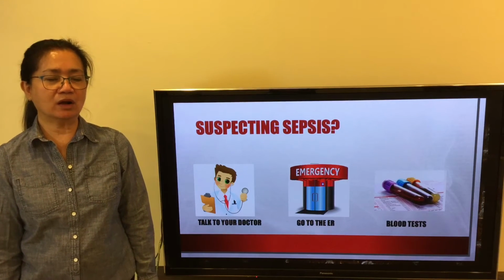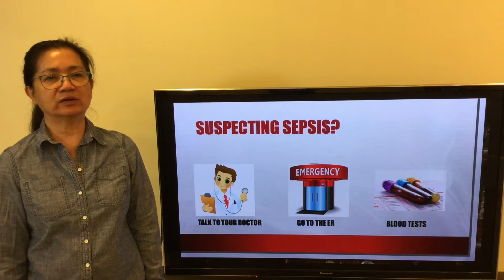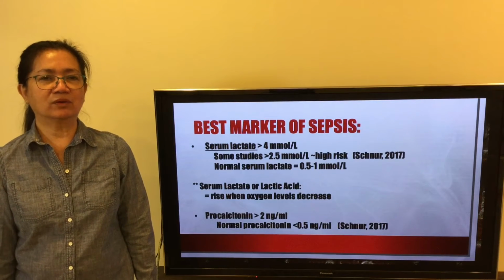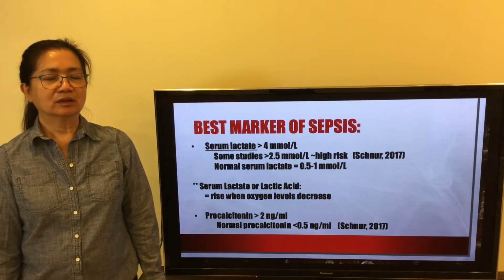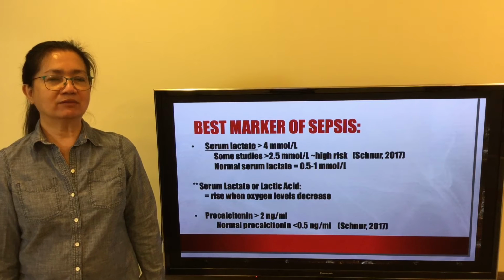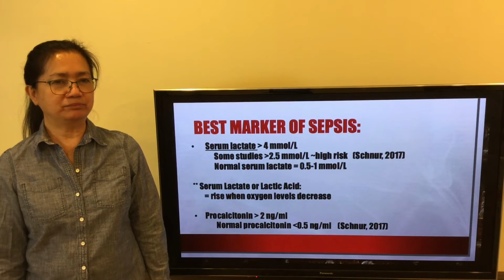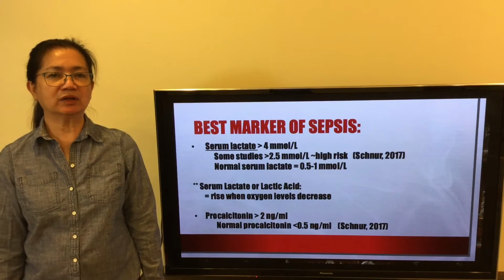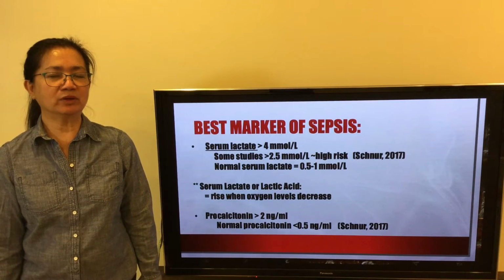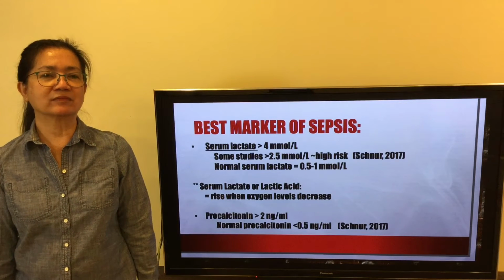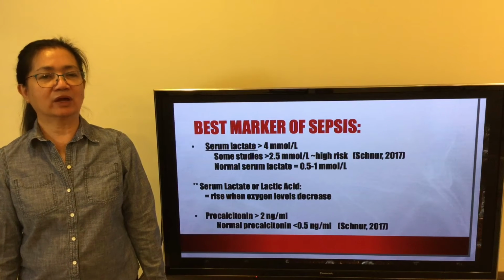So when you are in the ER, what they usually do is some blood tests and check for sepsis markers. The best marker for sepsis is measuring serum lactate or lactic acid in the blood. The normal serum lactate is 0.5 to 1 millimole per liter, and patients with sepsis usually have serum lactate greater than 4. Now, some studies indicate that if the serum lactate is 2.5 or greater, most likely that person has sepsis or is at risk for getting sepsis.